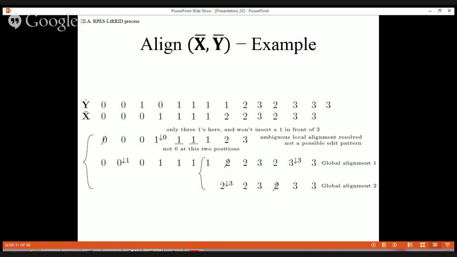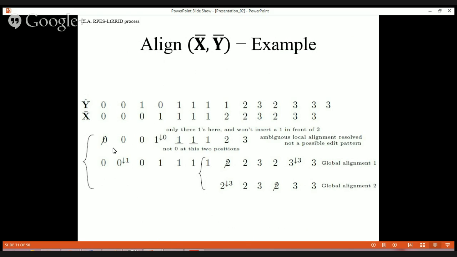To show the local and global alignment, we give an example. Here, this is the Y hat sequence. This is the X sequence. We don't know how they are aligned. They are in general of different lengths. So firstly, we check the first pair of runs in Y hat and X. The length of this Y hat run is 2. The length of the X run is 3.